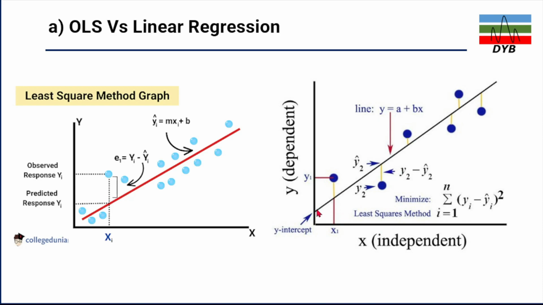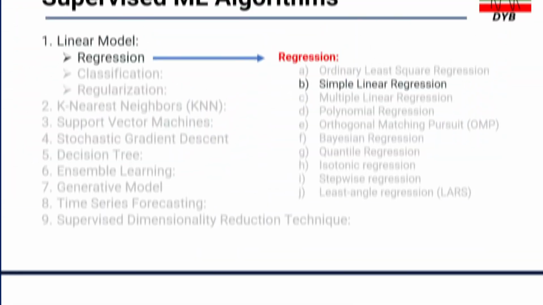Here you can see this is the regression line, but the actual points are here. The regression line is explained by y = a + bx, but the least square regression is represented by this equation. In this, we have to find the difference between the predicted and the actual value.